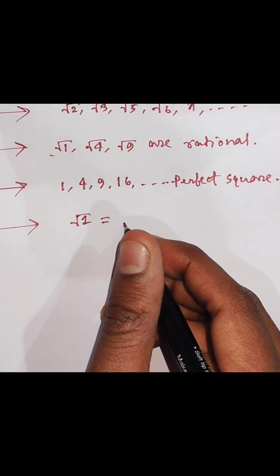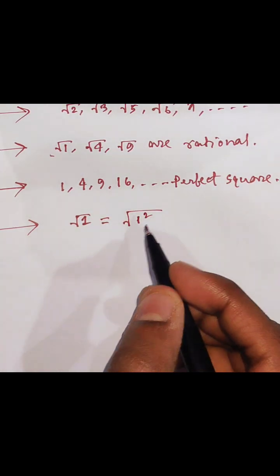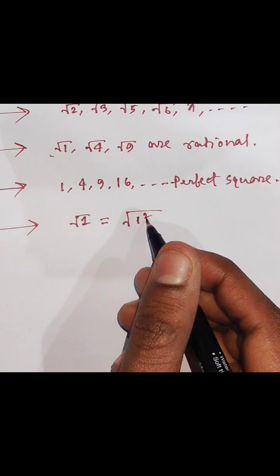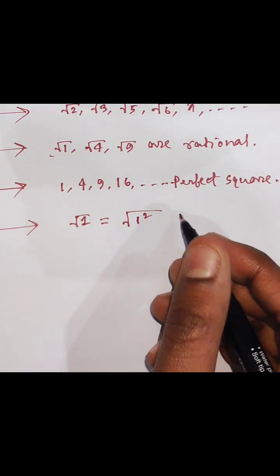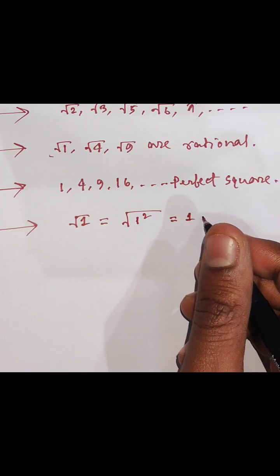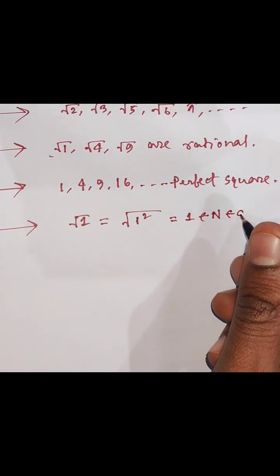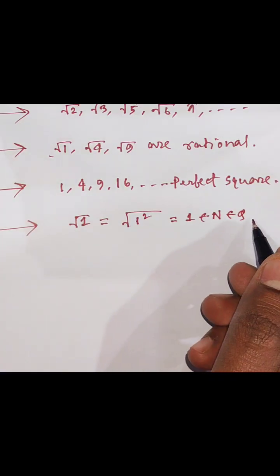How? I can write root 1 as root of 1 square. Why? Because 1 square means 1. And this square and root get cancelled. 1 is left behind. So now 1 is a natural number. 1 belongs to N and all natural numbers belong to Q. So root 1 is a rational number.